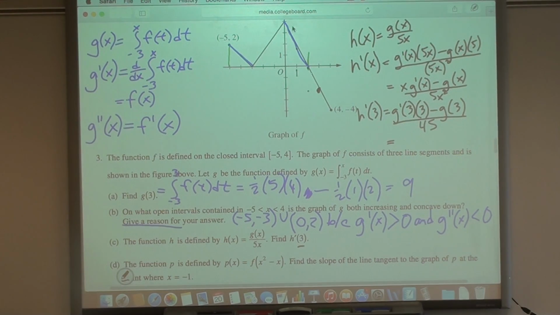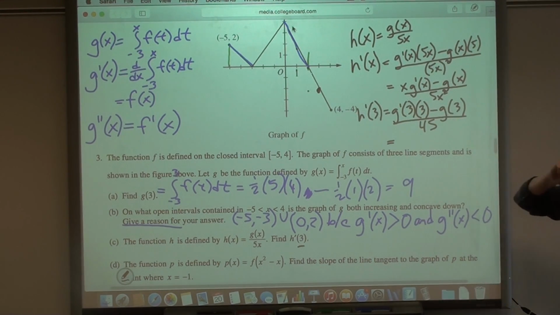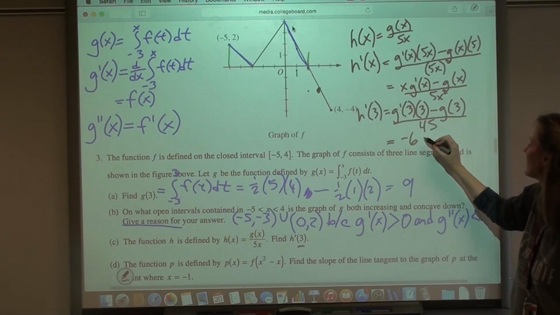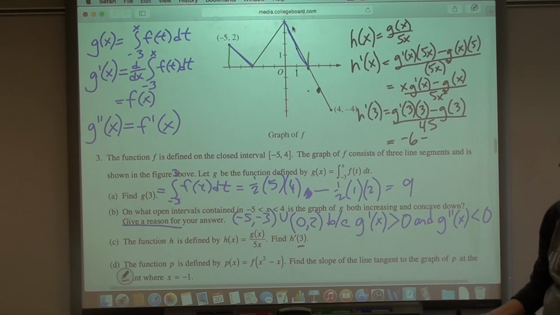I believe you made a mistake for the h prime, because you had 5x squared, shouldn't it be 25x squared? Oh, I canceled a 5 from every term. That's so close. Okay. So, we get -2 times 3 is -6 minus g of 3. Ooh, g of 3. No problem. It's 9. How'd you get 9? I found it in part A.